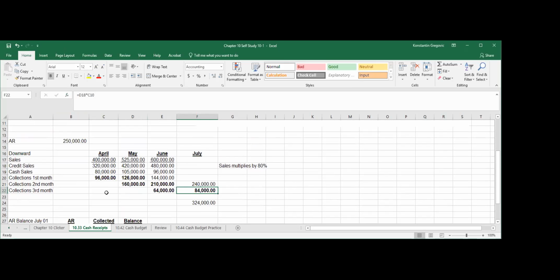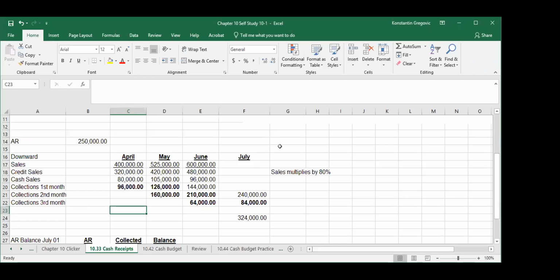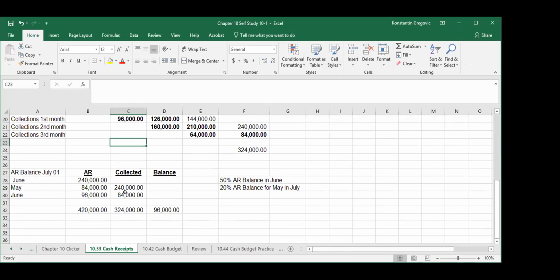So that's basically it. And then you just add up your receipts quarterly. I'll let you guys finish that, but any questions on how to do this calculation for your cash receipts? Constantine, I got the top part, but I was wondering what we use the 250,000 AR for.